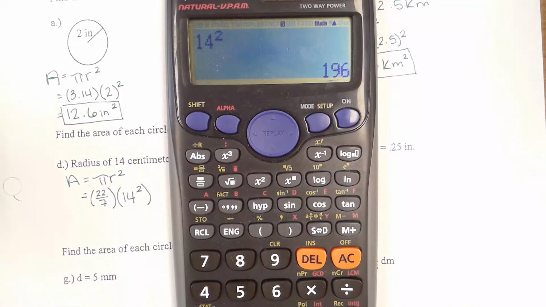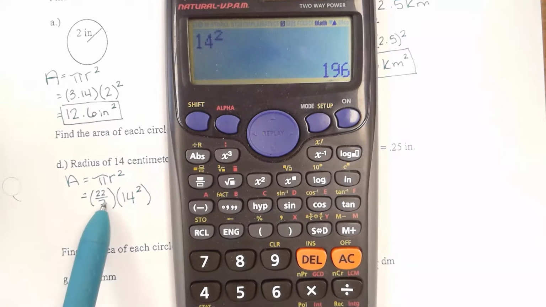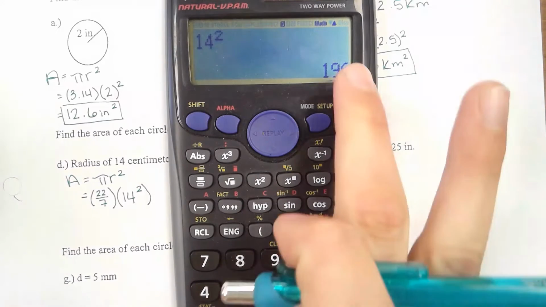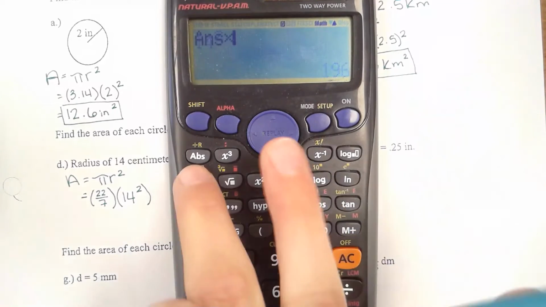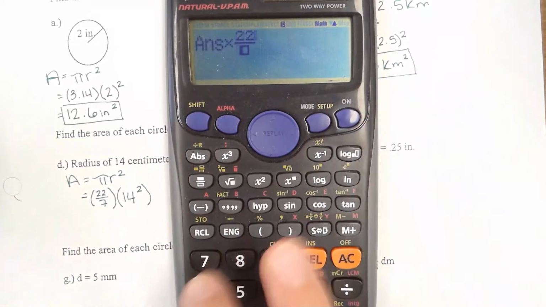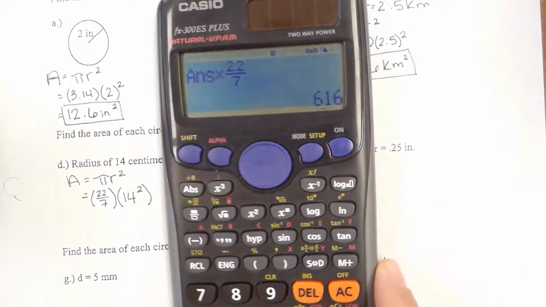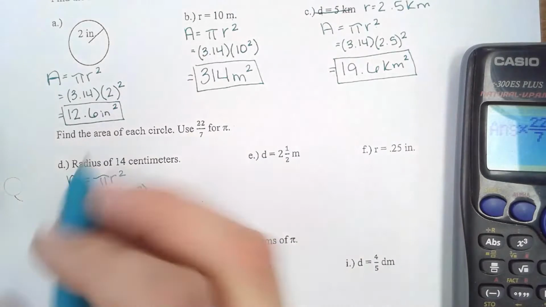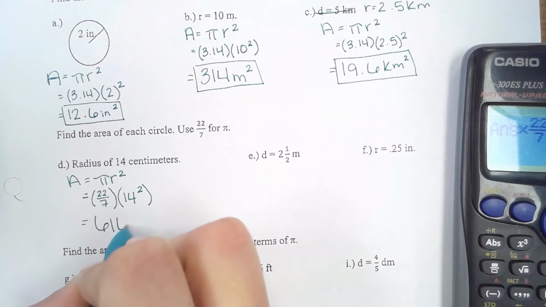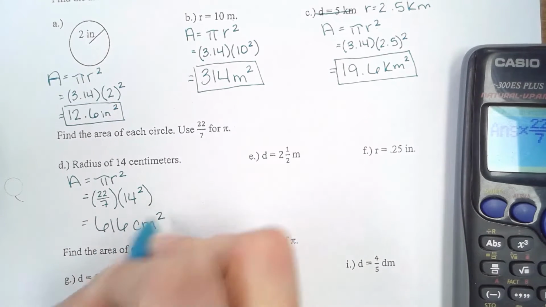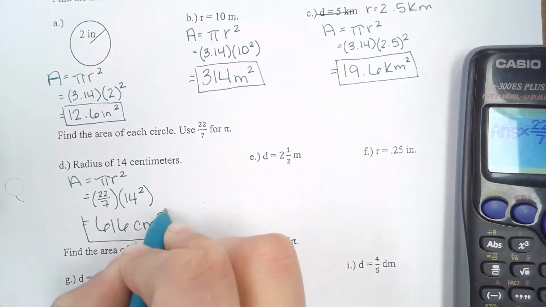So 14 times 14 gives us 196. And then remember, we're not using 3.14 anymore. We're now using 22 over 7. So I'm just going to take that 196 times my fraction of 22 over 7. And notice how we get 616. So this will be 616 centimeters cubed. Sorry, squared.